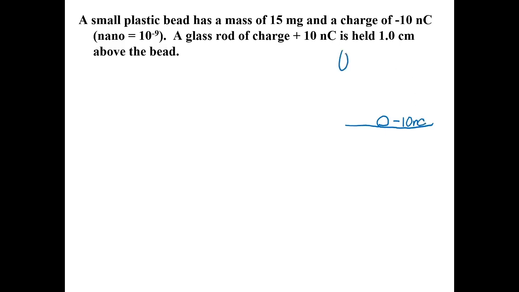Then it says we're going to have a glass rod, and it has a charge of positive 10 nanocoulombs. And because it's positive, notice that the electric field lines, just remember, go out from the positively charged rod. But it is positive, this is negative, so the bead will be attracted, because remember, those lines show the direction a positive test charge would move.